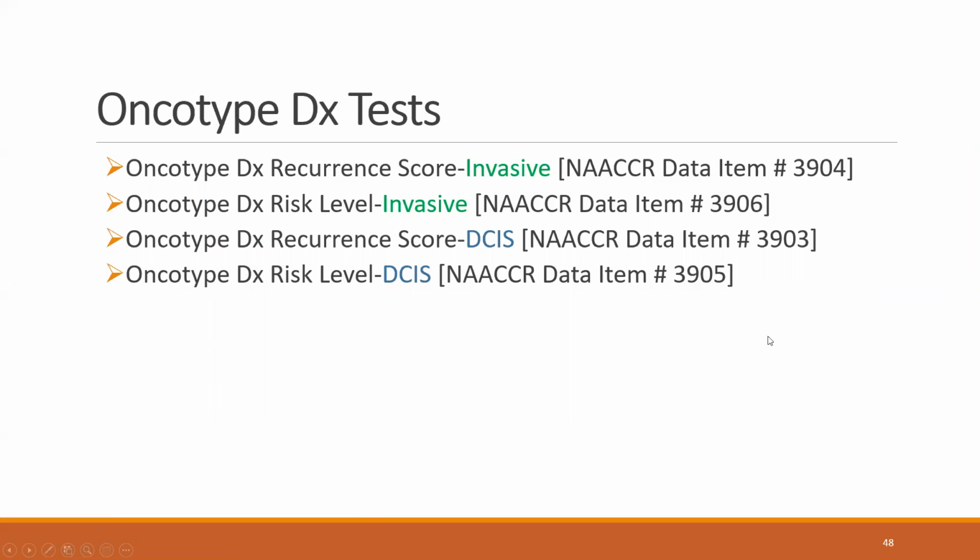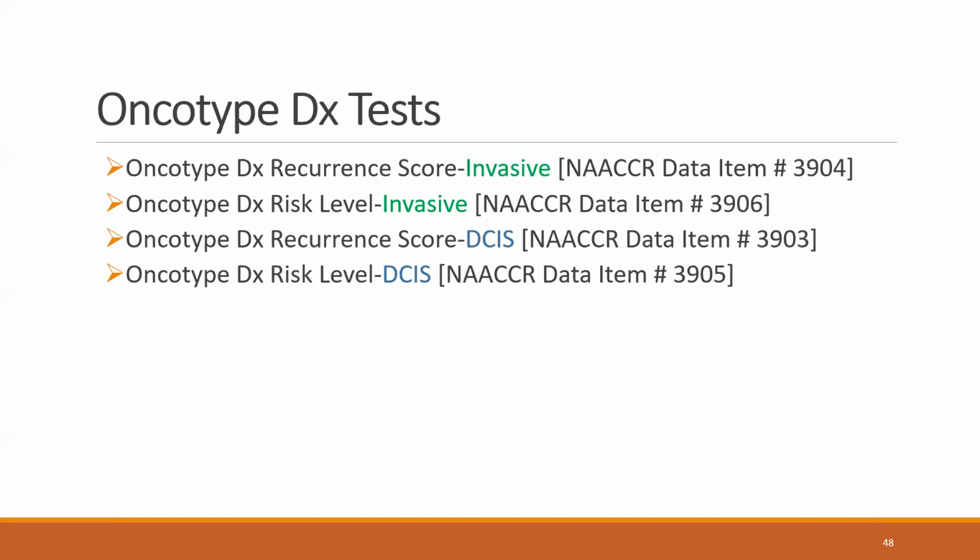Okay, the Oncotype DX tests. We've talked about those a little bit. We do not use any information for any of the other SSDIs from these tests. These are specific. And you will see that 2 of these apply to invasive and 2 apply to DCIS. So you're not going to have all 4 coded. You're going to code 2 if you have invasive. You're going to code 2 if you have in situ.